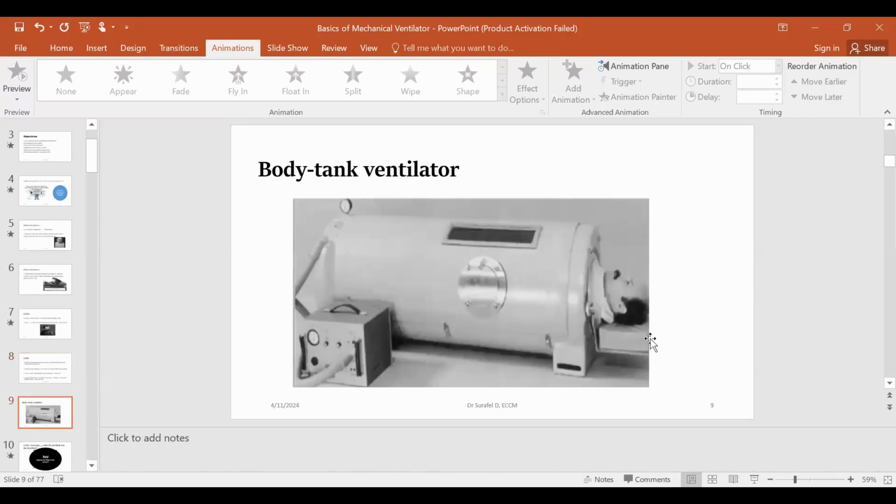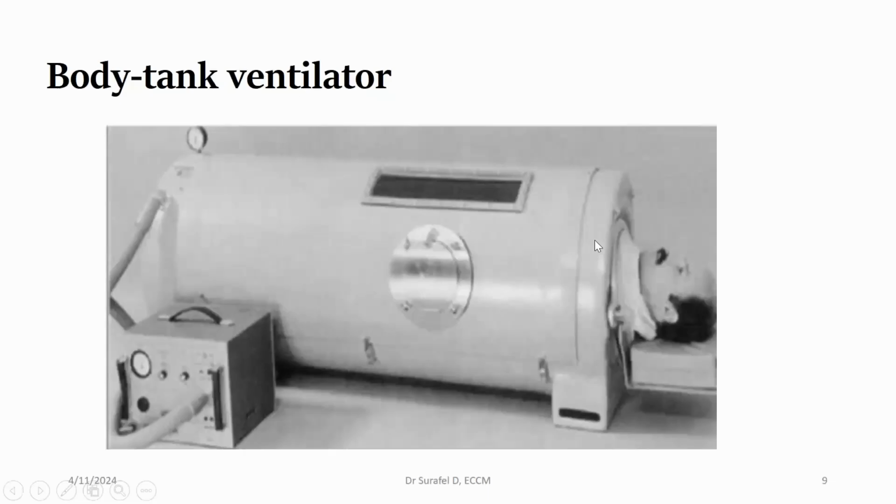And it was a body tank ventilator. So this was a breakthrough ventilator that was developed during the polio epidemic around the 19th century. It was created using negative pressure ventilation, so that a vacuum would be created in this ventilator and the air would be drawn into the lungs.